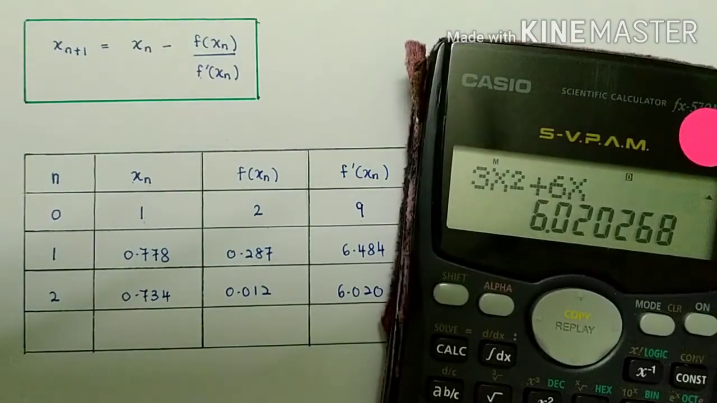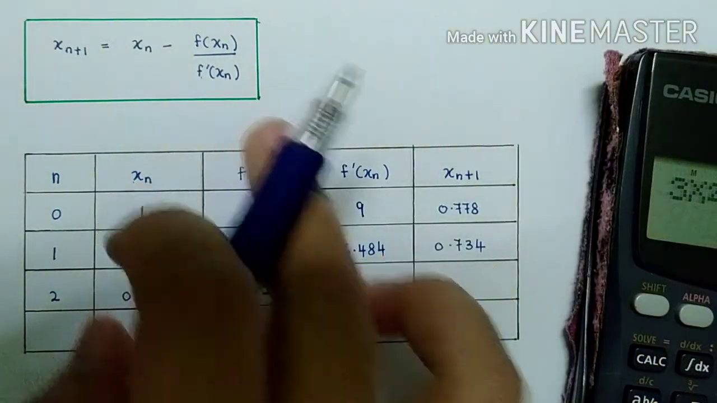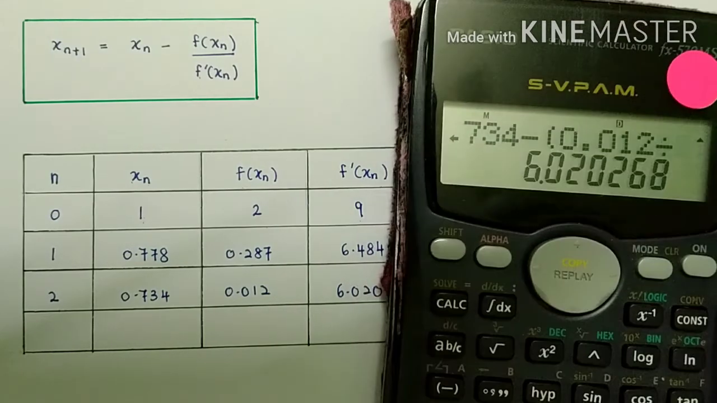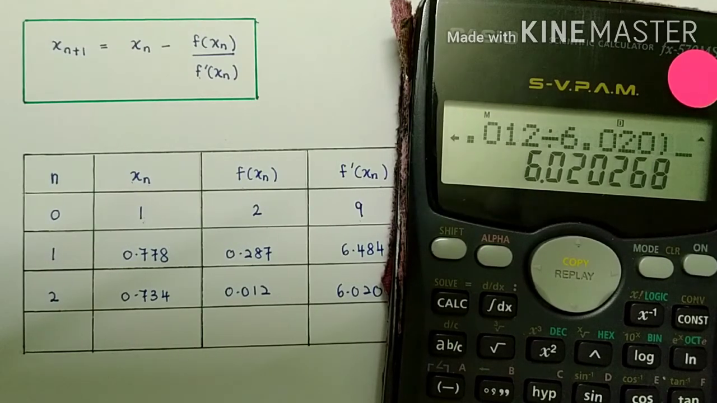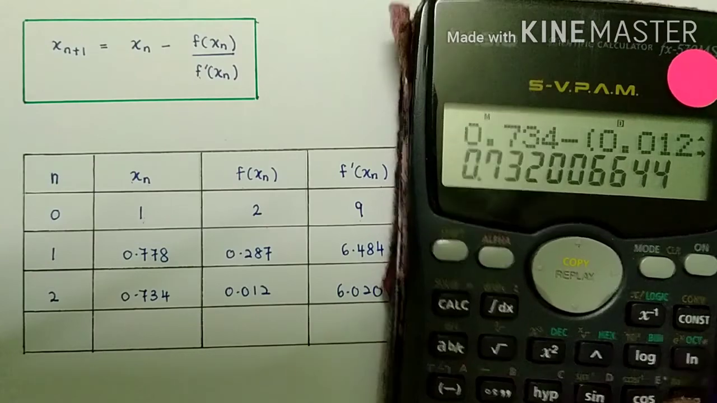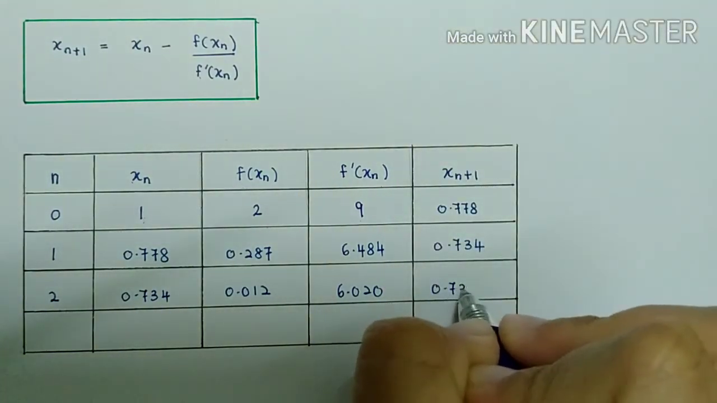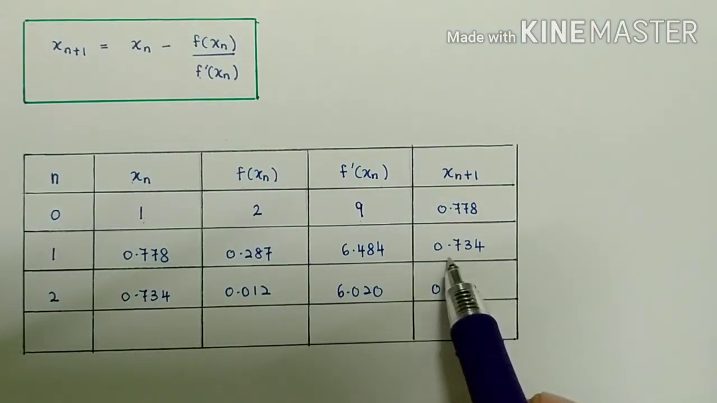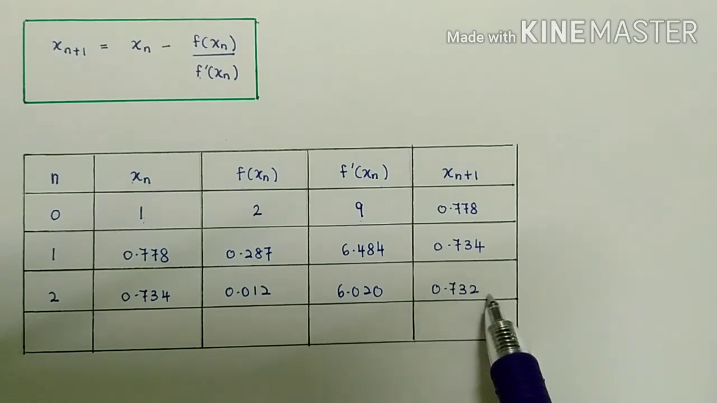And then to find xn plus 1, again use this formula. So we have 0.734 minus, in the bracket, 0.012 divided by 6.020. Close bracket. So we have 0.732. Okay. And then 0.734 just now for the second row, and xn plus 1 for the third row is 0.732. These two values are not equal, so we must proceed to the next row, to the next process.